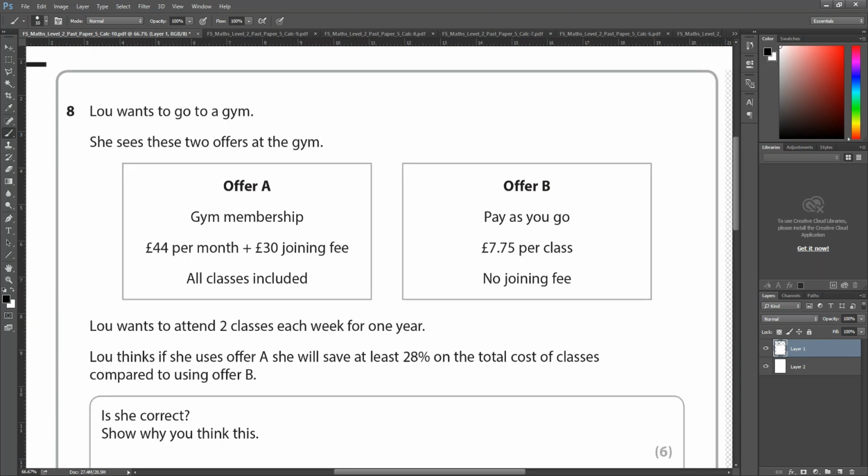Lou wants to go to a gym. She sees these 2 offers at the gym. Offer A, gym membership £44 per month plus £30 joining fee. All classes included. And for offer B, it's pay-as-you-go, £7.75 per class, no joining fee. Lou wants to attend 2 classes each week for 1 year. Lou thinks if she uses offer A, she will save at least 28% on the total cost of classes compared to using offer B. Is she correct? Show why you think this for 6 marks.